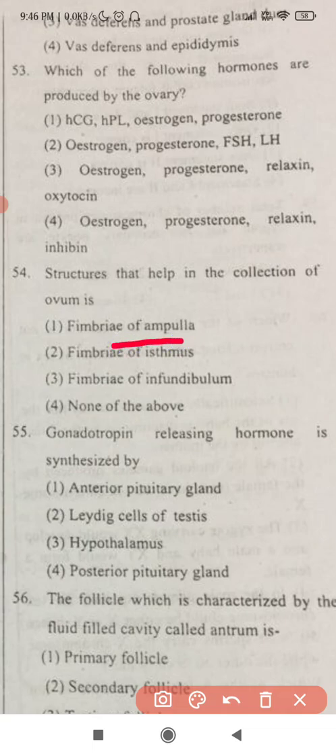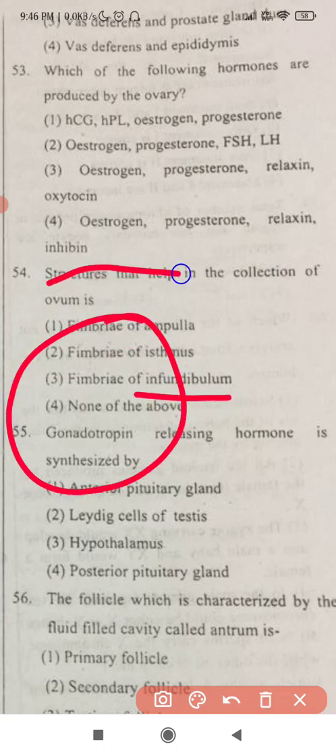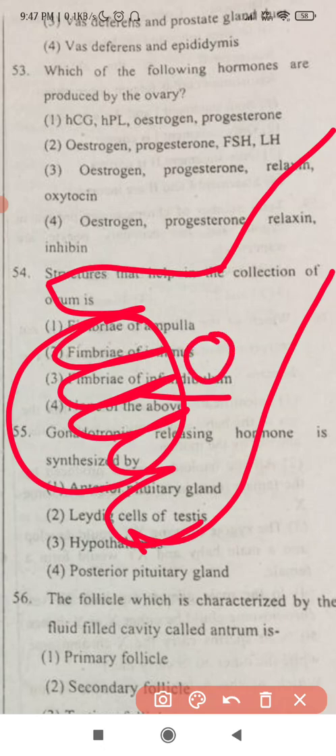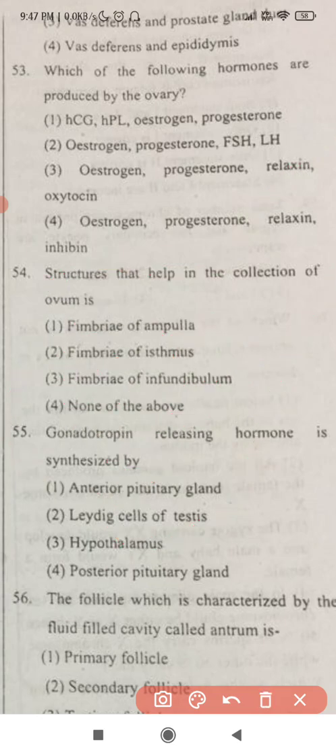The first option says fimbria of ampulla, no. Fimbria of isthmus, no. Fimbria of infundibulum. Infundibulum is a funnel-like structure that covers the ovaries during ovulation. Finger-like structures are called fimbriae and they collect the ovulated ovum, right? Fimbriae is finger-like, infundibulum is funnel-like.